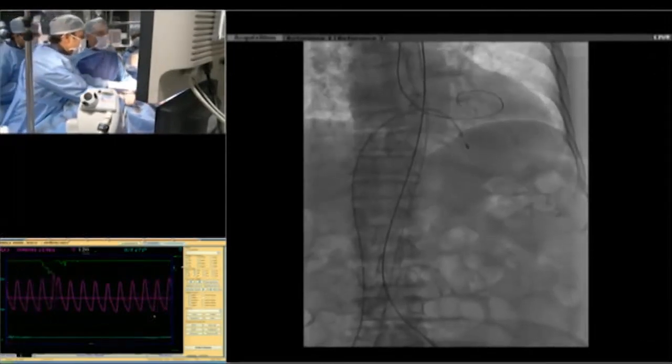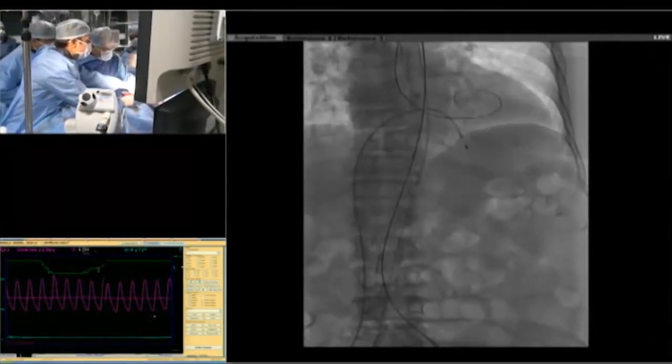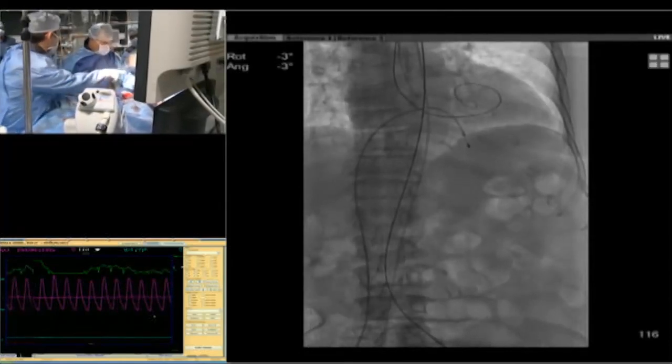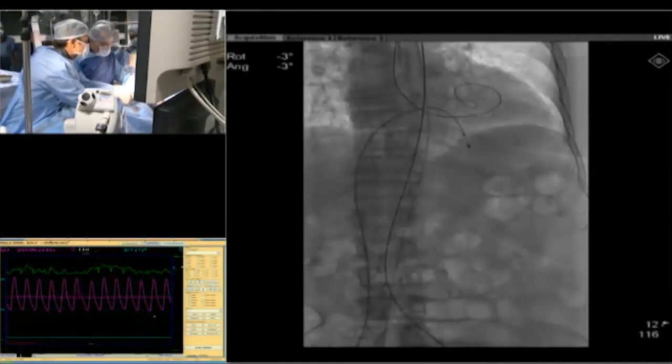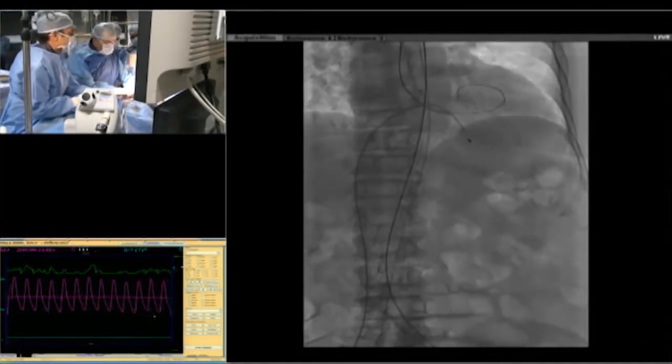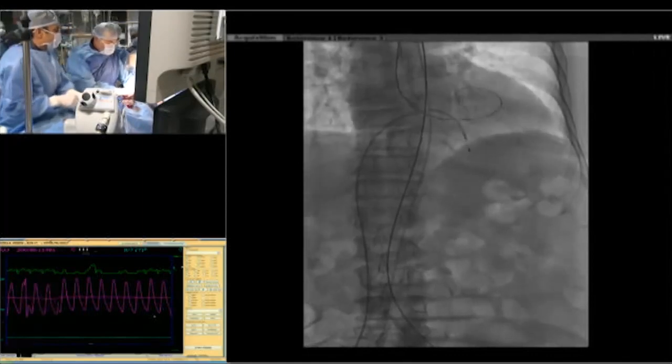Okay, so you do it. I'm holding the sheath. And then you'll have to close it. Somebody will have to hold the sheath all the time. I'm holding. Okay, and then you're ready? Not yet. Okay, close that.